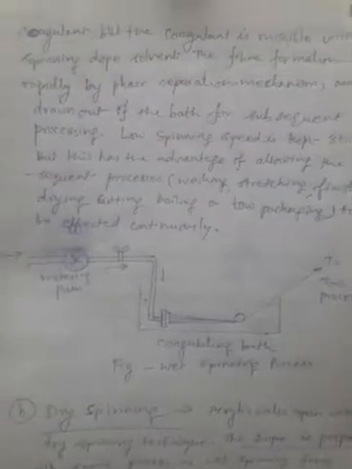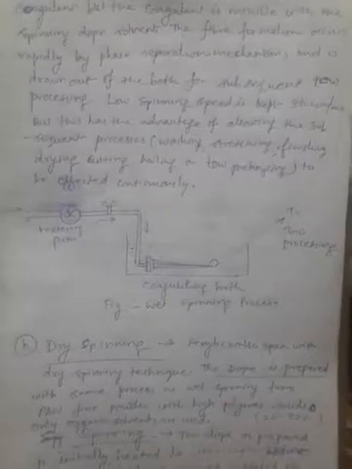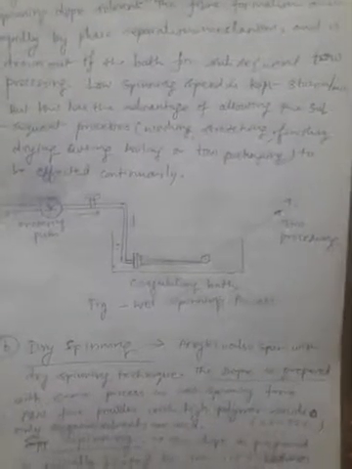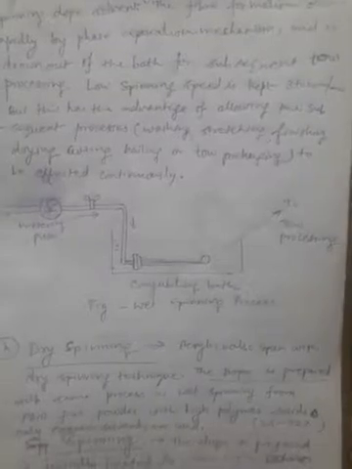It is necessary to note that the polymer is not soluble in the coagulant, but the coagulant is miscible with the spinning dope solvent. You have to understand here, the polymer is not miscible with the coagulant, but the coagulant is miscible with the solvent. So the fiber formation occurs rapidly by the phase separation mechanism and is drawn out of the bath for the subsequent tow processing.